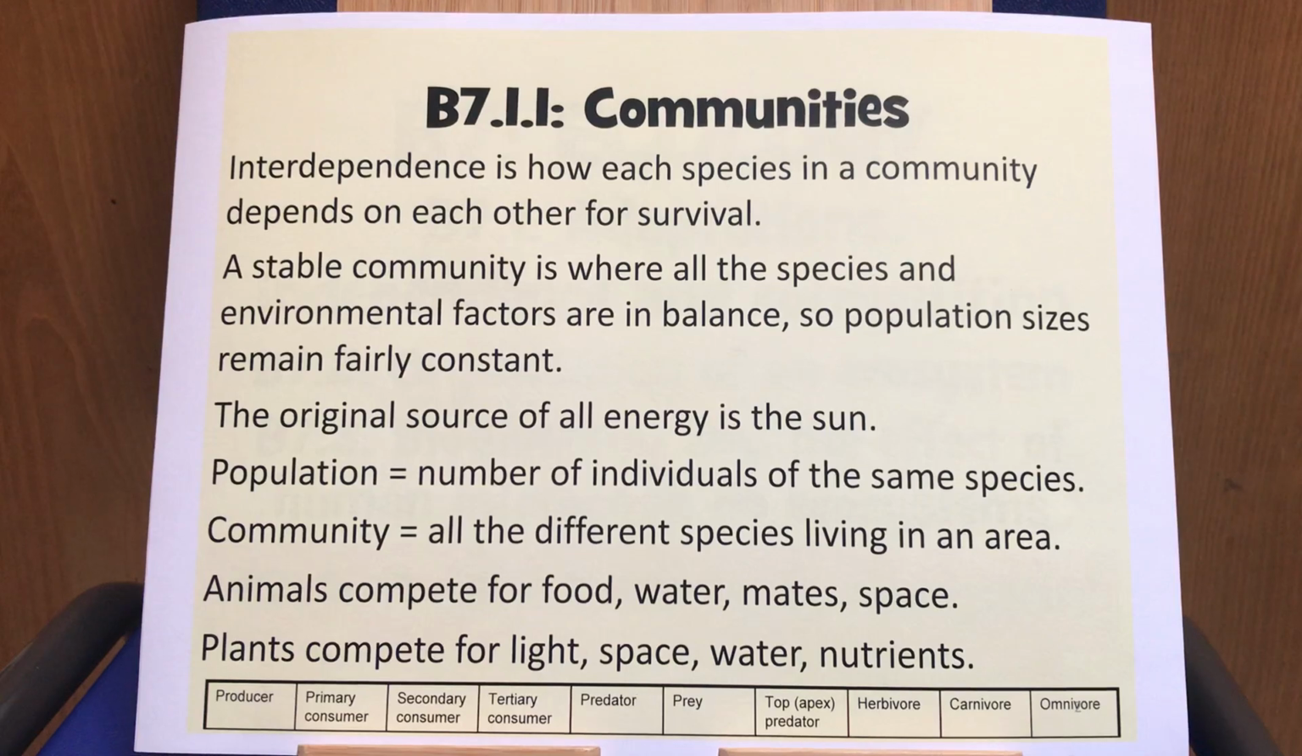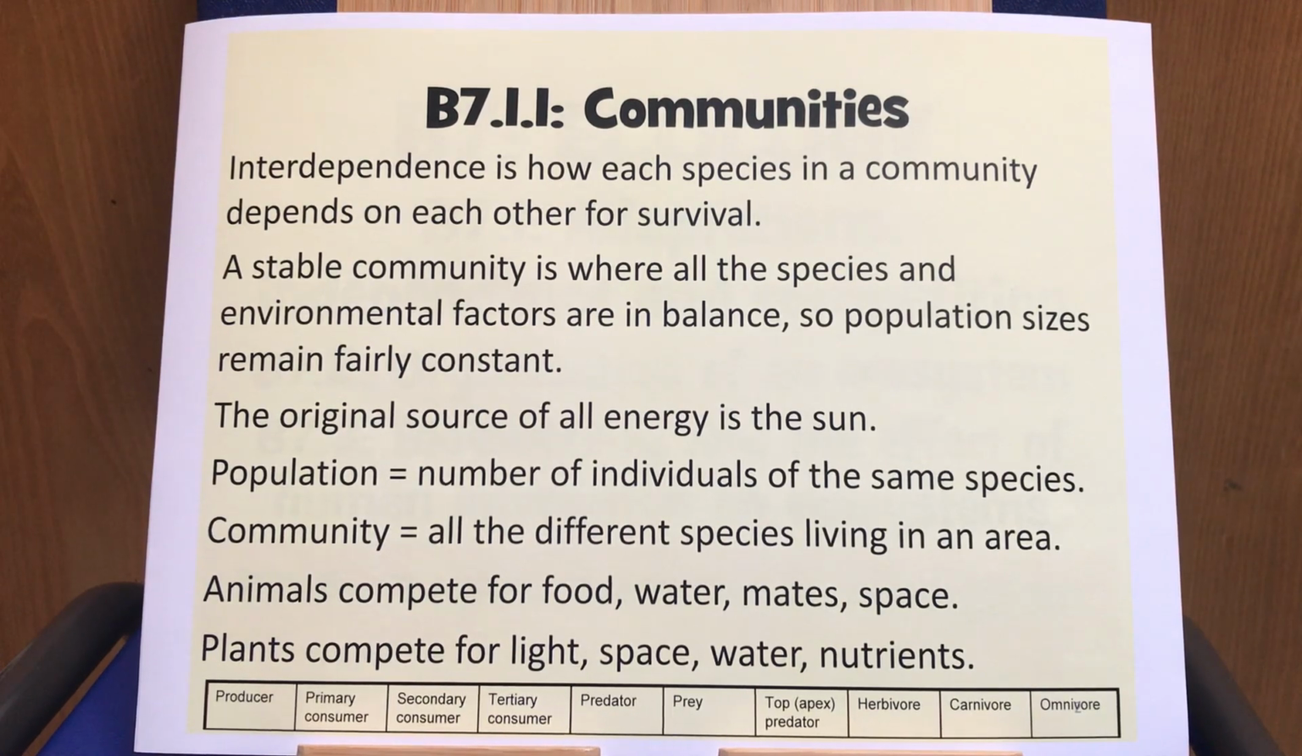A population is the number of individuals of the same species, so we say the human population, whereas the community is all of the different things living in that area. Okay, so we tend to talk about us living in our community, but really by community we mean all of the pets, all of the birds, all of the animals that live in that area as well. So population, just the one species, for example the human population. Community, everything that lives in that area.